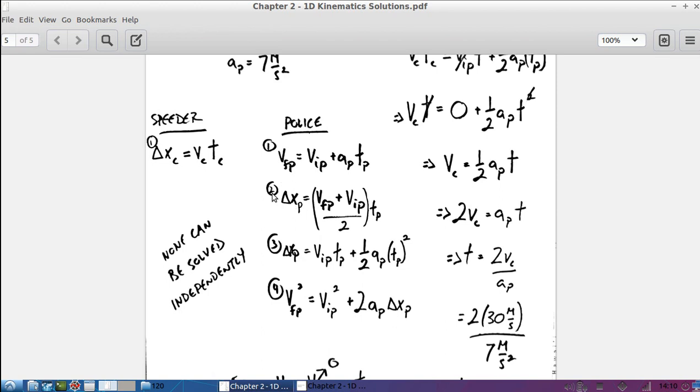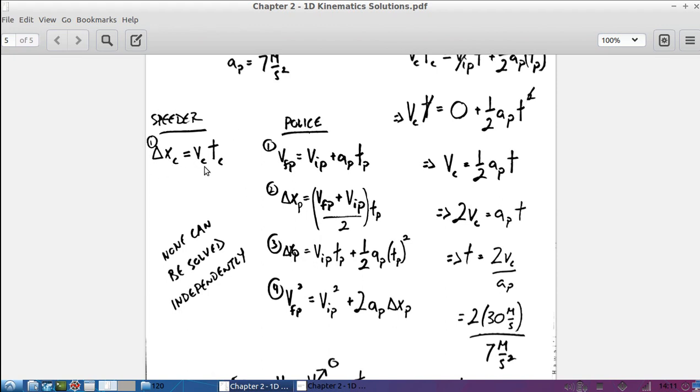I don't always take the easiest way out, and I didn't really recognize that, so I just discovered another option. Hopefully you came up with the same value for the police car's final velocity that I did. I'm going to show you what I did. I set number 1, v sub c times t sub c, equal to the right side of equation 3, because delta x of the police car equals delta x of the cop car.